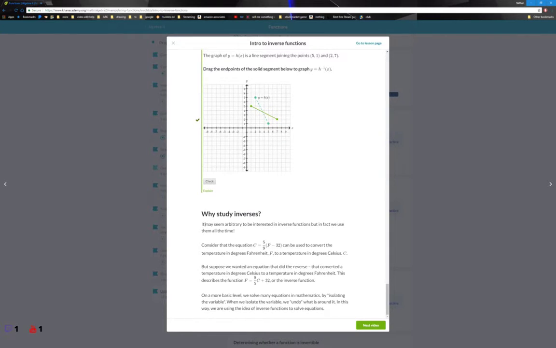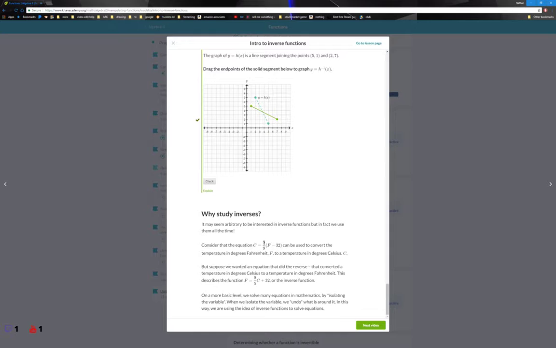Why study inverses? It may seem arbitrary to be interested in inverse functions, but in fact we use them all the time. Consider that the equation c equals 5/9 (f minus 32) can be used to convert temperature in degrees Fahrenheit to degrees Celsius. But suppose we want an equation that did the reverse, that converted temperatures in degrees Celsius to temperatures in degrees Fahrenheit. This describes the function f equals 9/5 c plus 32, or the inverse function.